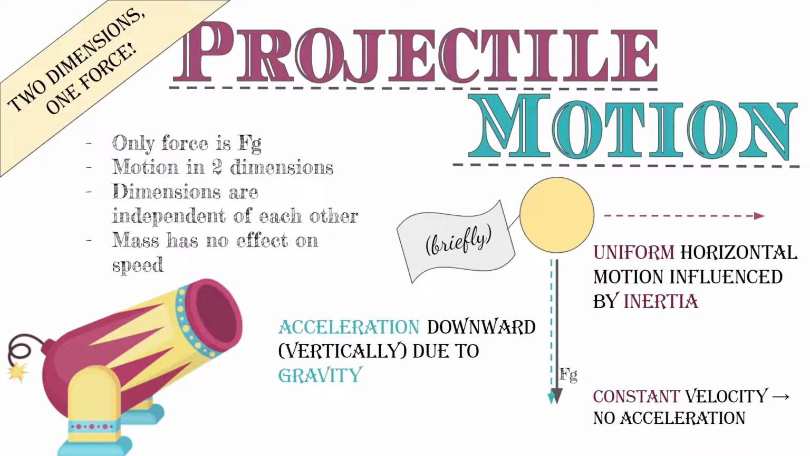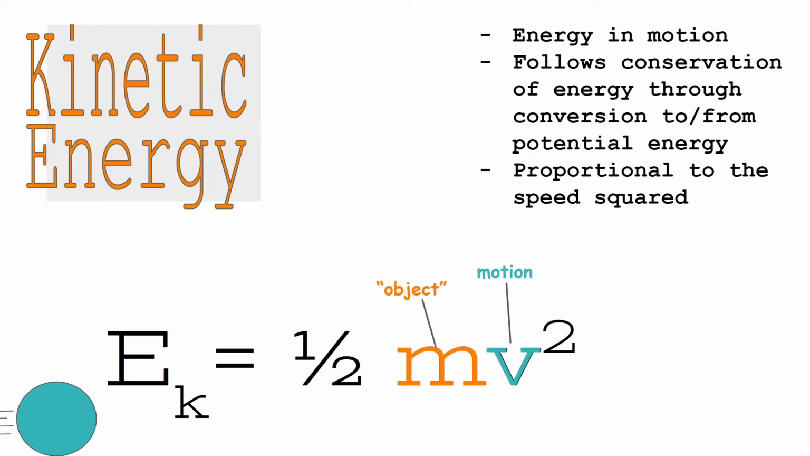To begin, a brief overview of projectile motion. A projectile is an object on which the only force acting is gravity. This means that the projectile experiences acceleration downward, or in the vertical dimension. A projectile also has motion horizontally, which is uniform or constant. And the mass of a projectile has no effect on the speed of a projectile because the speed stays the same and does not increase. So it doesn't really matter.